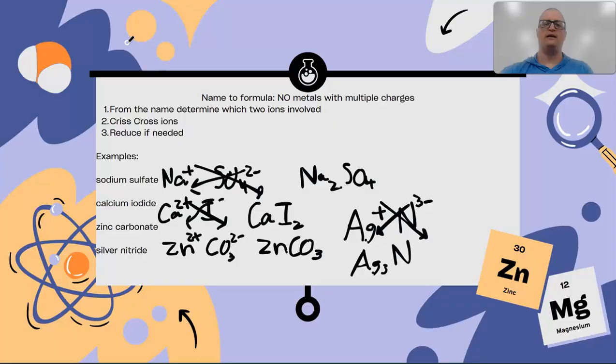So we're going to come back to look at scenario 2, where we're looking at name to formula with metals with multiple charges. See you then.